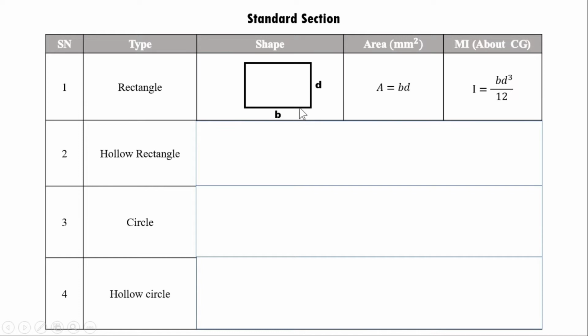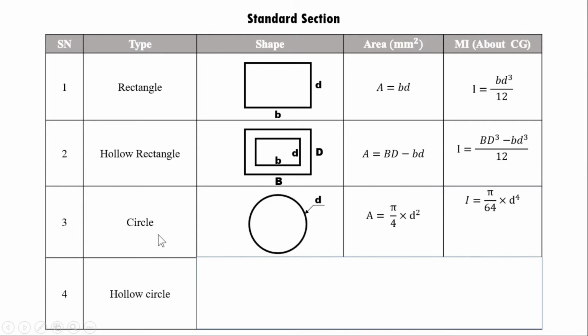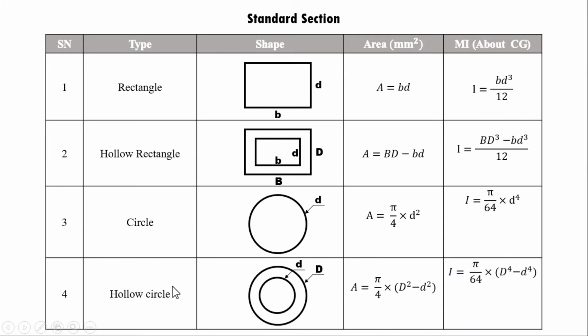For a rectangle of sides B and D, moment of inertia about the x-axis is BD cube divided by 12. For a hollow rectangle, it is capital BD cube minus small bd cube divided by 12. For a circular section of diameter d, I is pi by 64 into d raised to 4. And for a hollow circular section, I about the x-axis is pi by 64 into capital D raised to 4 minus small d raised to 4. Let us move to the shear stress distribution diagram.